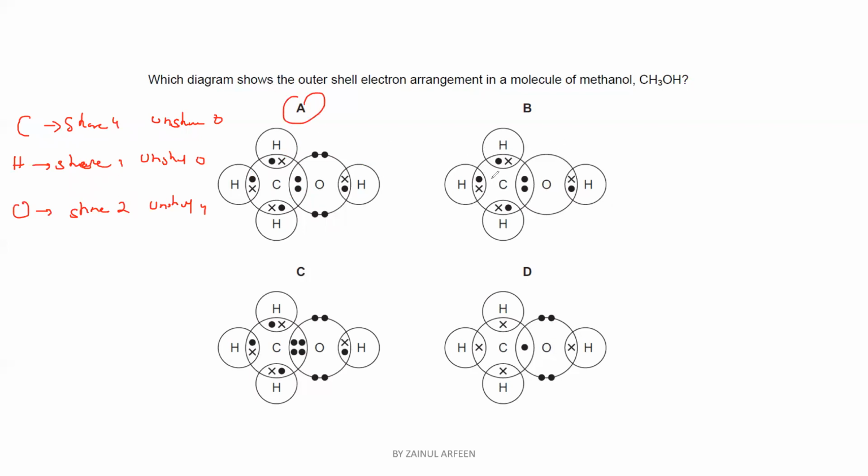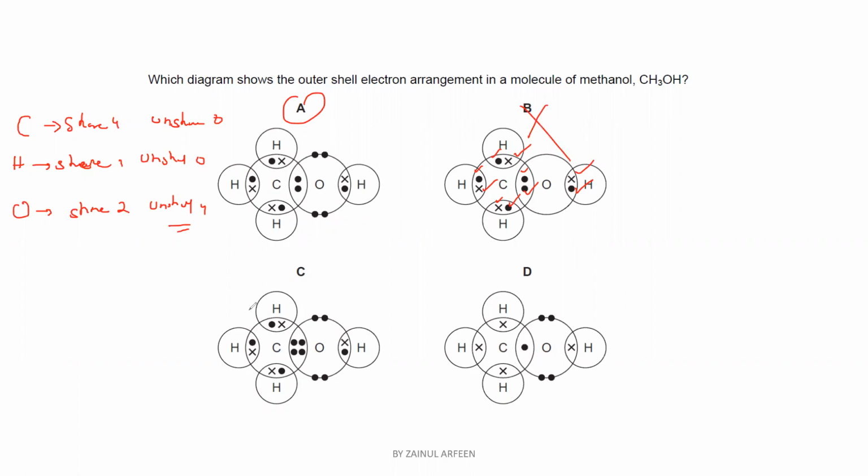Why not B? When you check option B, this carbon is sharing 1. Or you can start with hydrogen. So hydrogen is sharing 1, oxygen is sharing 2, and carbon is sharing 4. But why is it wrong? Because there should be 4 unshared electrons on oxygen. That is missing. That's why B cannot be the right answer.